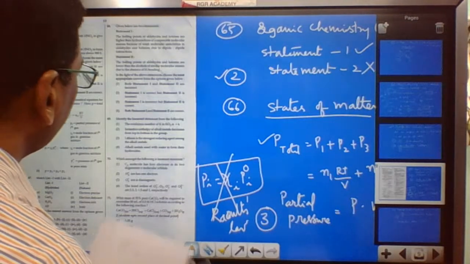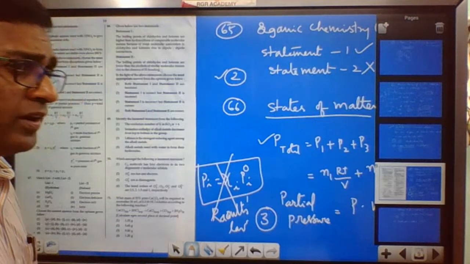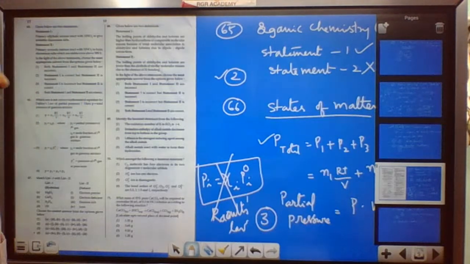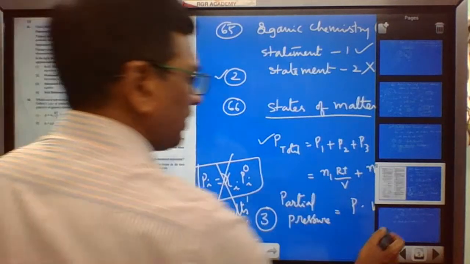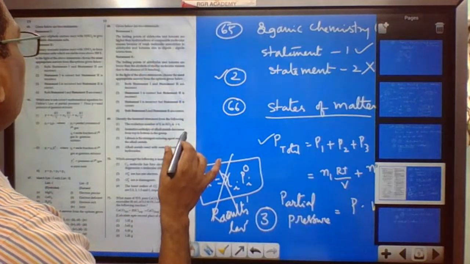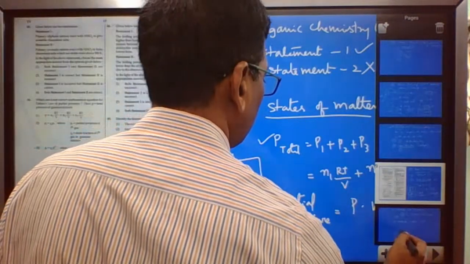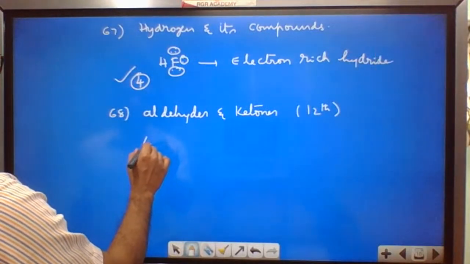Statement 1 is correct. It is a direct textbook statement. The boiling points of aldehydes and ketones are lower than alcohols of similar molecular mass due to the absence of hydrogen bonds. This is also correct. Alcohols have higher boiling points because alcohols have hydrogen bonds. So statement 1 and statement 2 are both correct. So the fourth option is the right option.